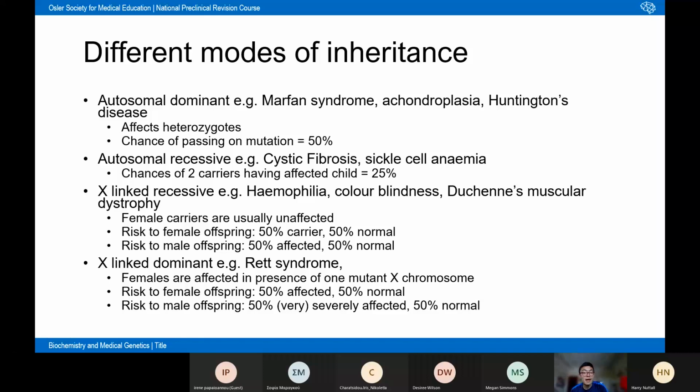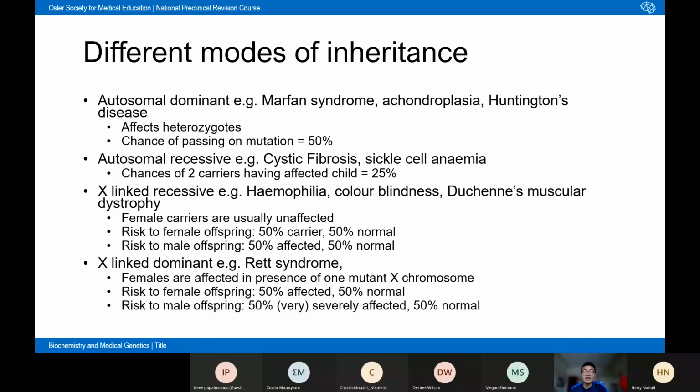Alternatively, for males, because they're hemizygous for the genes in the X chromosome, i.e. they've only got one X chromosome and no backup X chromosome, the risk to male offspring will be 50% affected, 50% normal. And finally, X-linked dominant conditions, an example is Rett syndrome. Females are affected in the presence of one mutant X chromosome, although they tend to survive due to the X chromosome inactivation that we talked about just now. And so the risk to the female offspring is 50% affected, 50% normal, and the risk to the male offspring is 50% very severely affected because they don't undergo this X chromosome inactivation, and 50% normal.